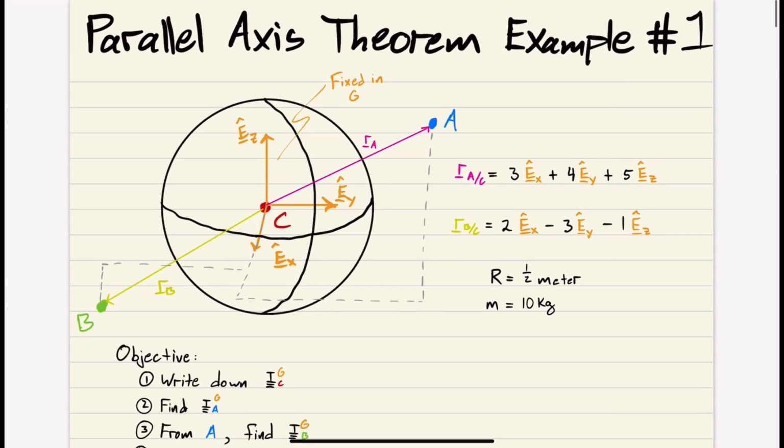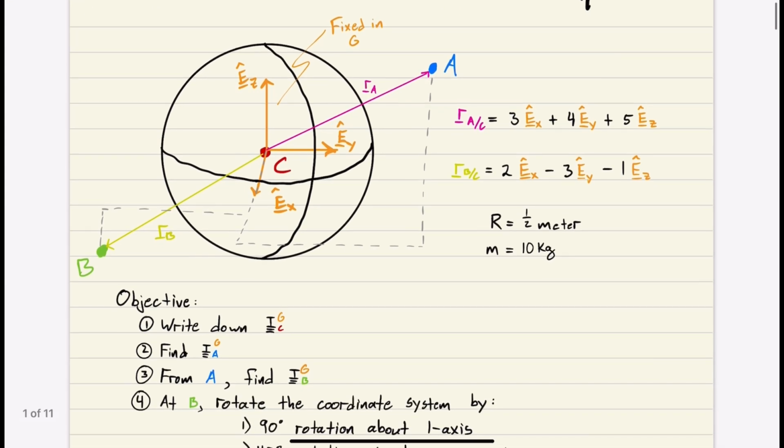Okay, so as promised, parallel axis theorem example. Let's go through the setup. We have our sphere, and the center of mass of the sphere is located at point C. We have this arbitrarily set up basis, which we say is fixed in G, where EX points this way, EY is this way, and EZ is that way.